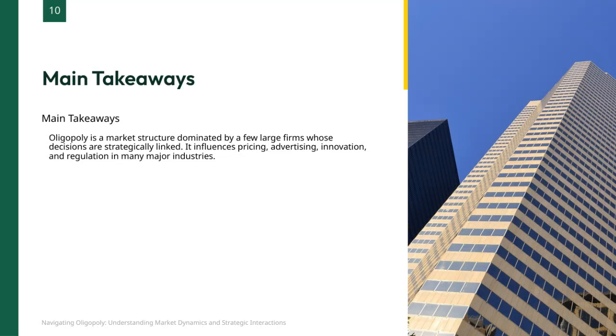To wrap things up, let's focus on the main takeaways about oligopoly. This market structure is characterized by a small number of large firms, each of which makes decisions that directly affect the others. Because these companies are interdependent, their strategies around pricing, advertising, innovation, and even how they respond to regulations are closely linked. Understanding this dynamic is key to grasping how many major industries operate and compete. The influence of oligopolies is a major factor shaping market behavior and consumer choices.